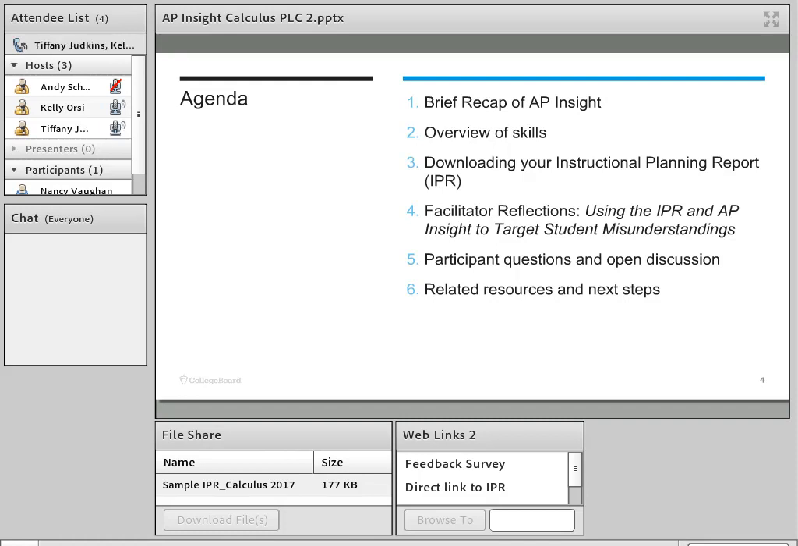In the meantime, also notice that in the lower part of the room screen, there's a pod that includes a downloadable sample of the instructional planning report. So if you did not teach the course in 2016-2017, last year, then you wouldn't have a report to download, but you can still look at that sample that we've provided in that lower pod.